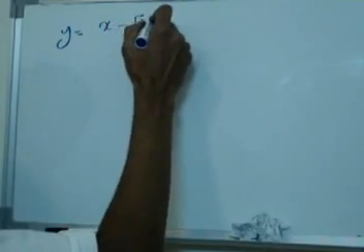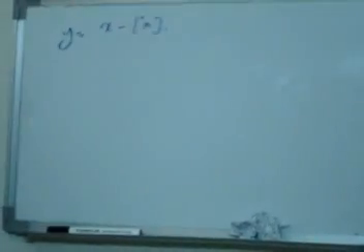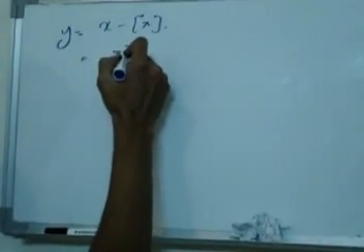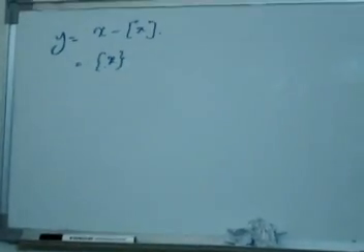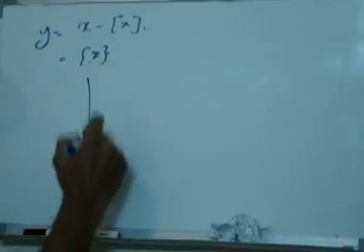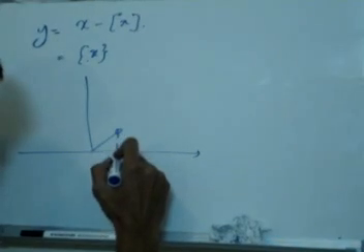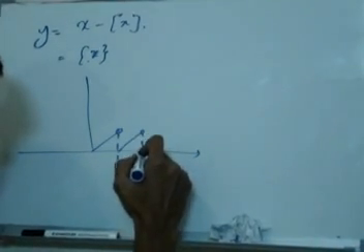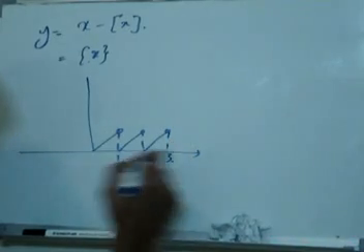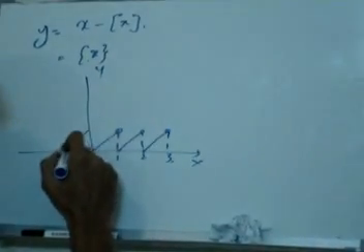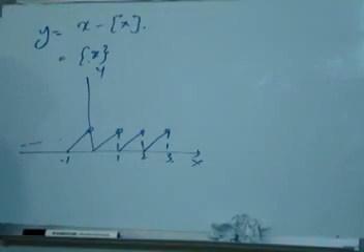For example, y is equal to x minus step x. Over here, x minus step x is the fractional part of x. The graph of the fractional part of x goes on to the negative side as well, so on and so forth.